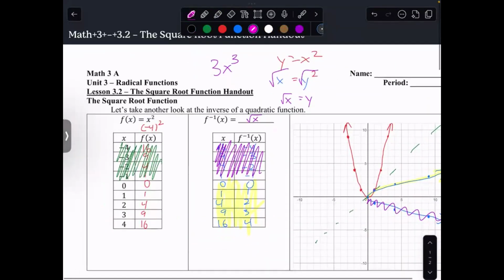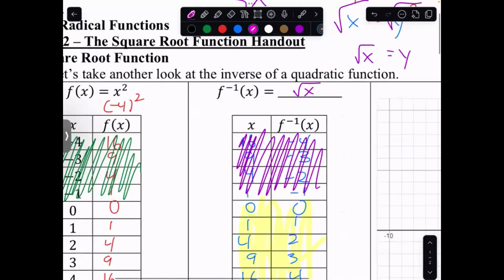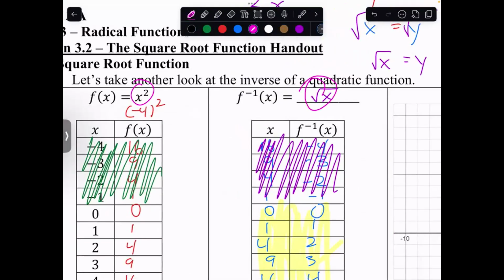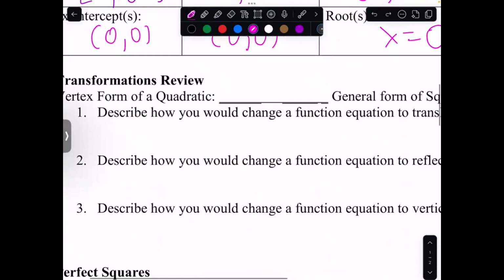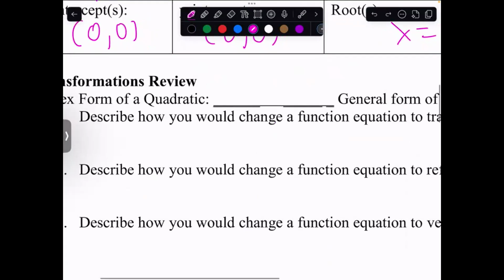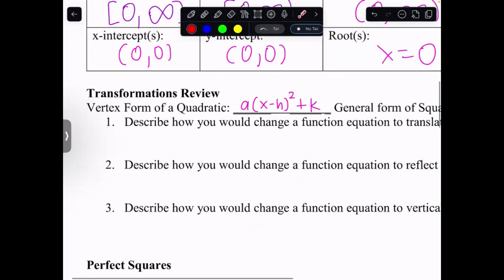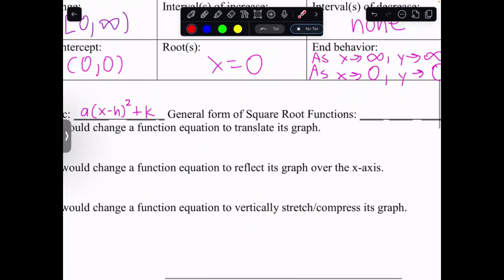Because we know that the square root is the inverse of the quadratic, we can base it off a quadratic. We've learned in the past that vertex form of a quadratic is a times the quantity (x minus h) squared plus k. Hopefully this looks familiar to you, vertex form of a quadratic. (h, k) is the vertex. So the general form of a square root function will look like this: a times the square root of (x minus h), and on the outside plus k.